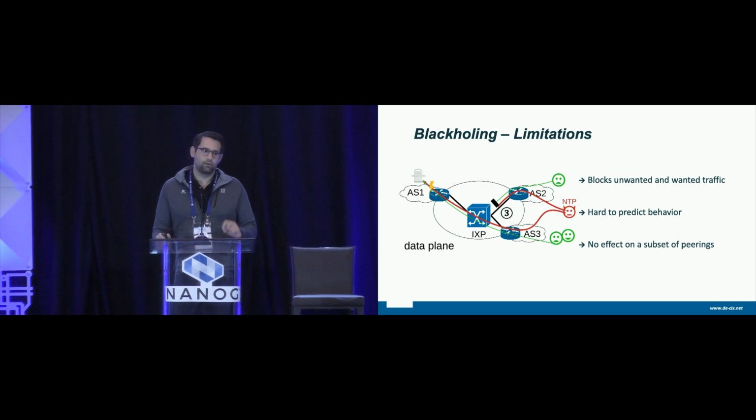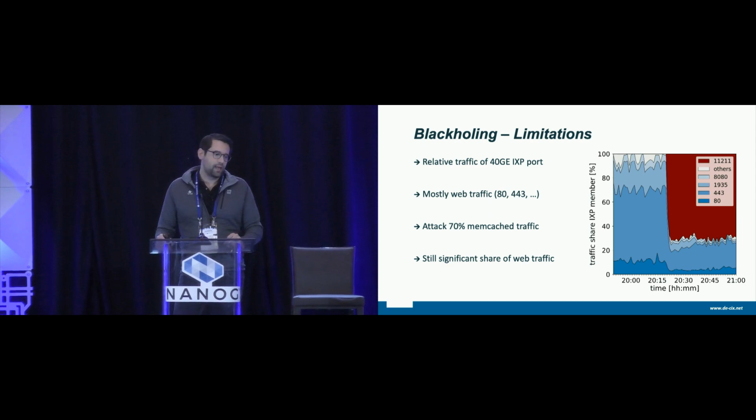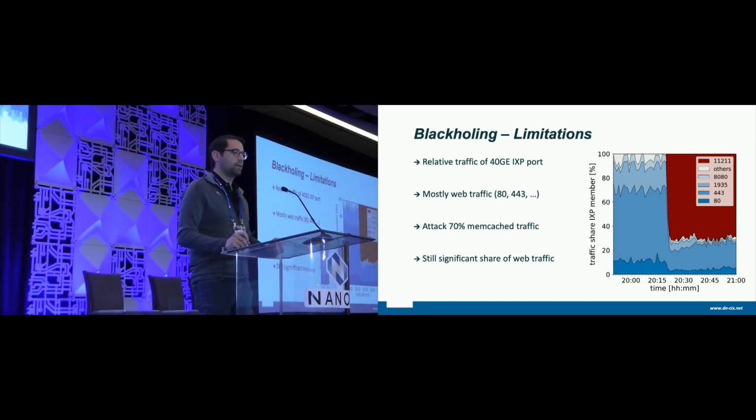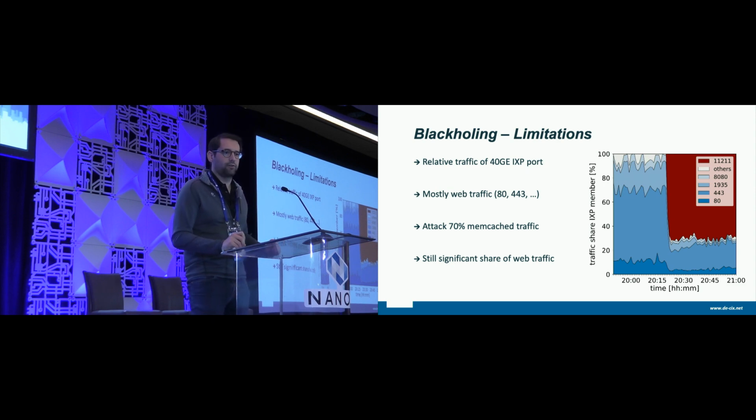And to really understand the limitations of blackholing and how we would need to design a new system, we dig a bit deeper into those limitations. On this slide, we did a measurement analysis on a DDoS attack that happened at the IXP. We are looking in this plot at relative traffic shares of a 40 gigabit Ethernet IXP port from one member and the ingress traffic, or the traffic that goes towards this customer. And we see that at 20 past 20, there is a memcached attack on port 11211. This is the red part of the plot. Before this attack happens, it's mostly web traffic. And then with the beginning of the attack, the distribution significantly changes, and we see a lot of attack traffic in red. However, we still see a significant share of web traffic, about 30%.